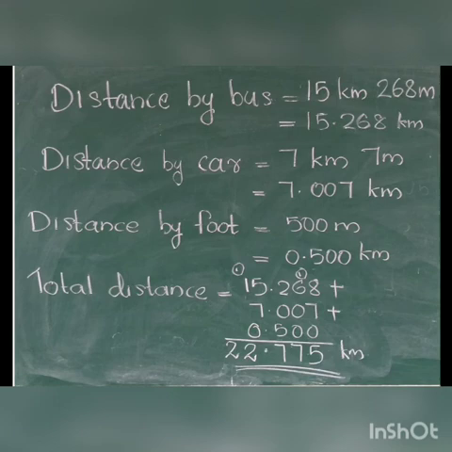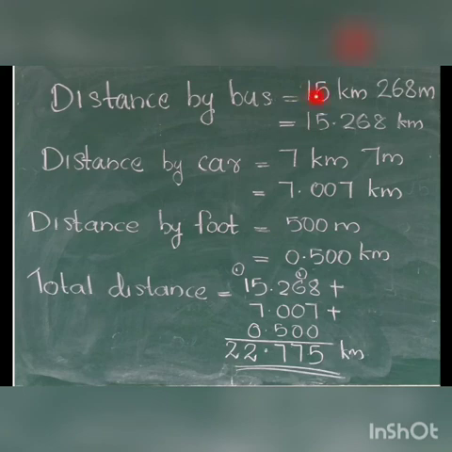So the total distance is adding all the distances, 15.268 plus 7.007 plus 0.500. See, you are writing the numbers in order and adding. So the total distance is how much? 22.775 kilometer.